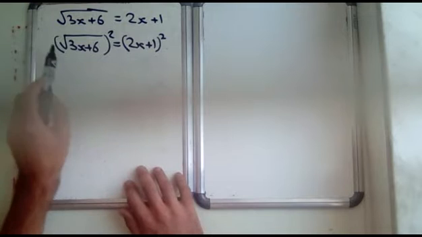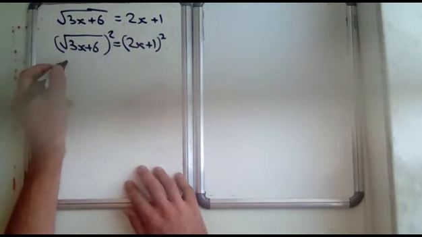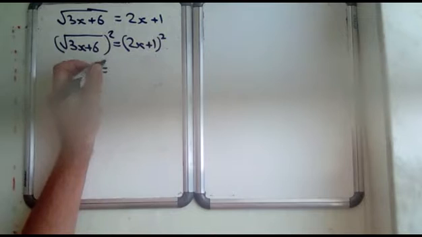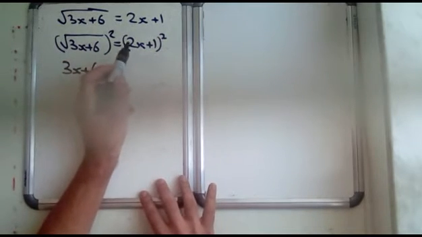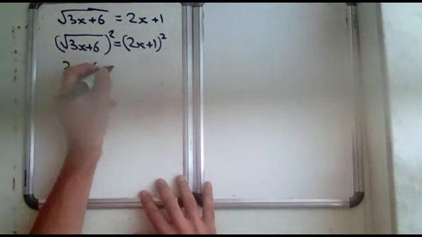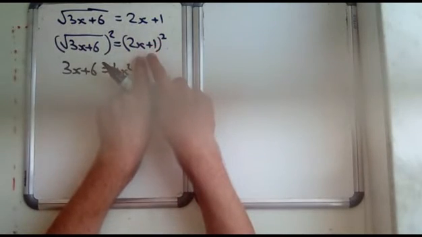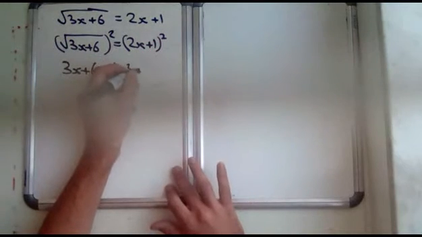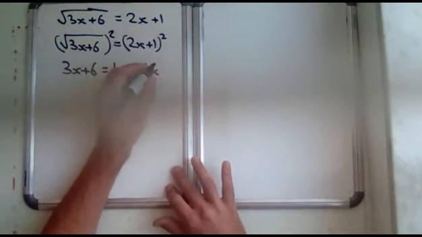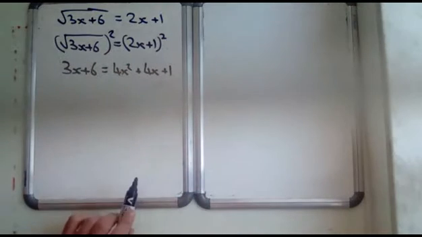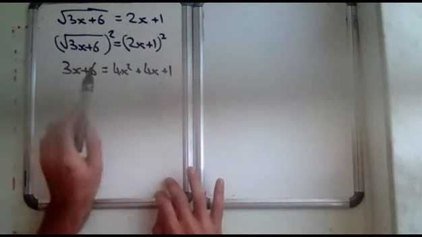Well, the whole reason why we're squaring this is because that would just still be 3x plus 6. We're going to square the right hand side where you've got a perfect square, so 2x squared, so 2x times 2x is 4x squared, 2x times 1 is 2x, 2x times 1 is 2x, add them together, 4x, and 1 times 1 is 1. So now you can see a quadratic forming.